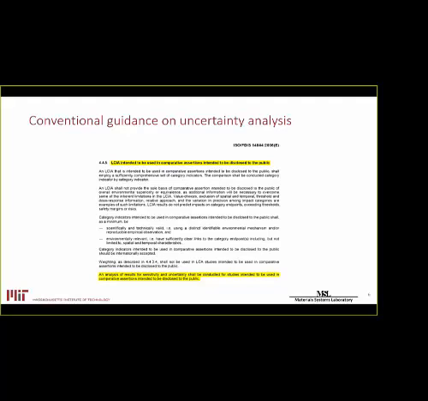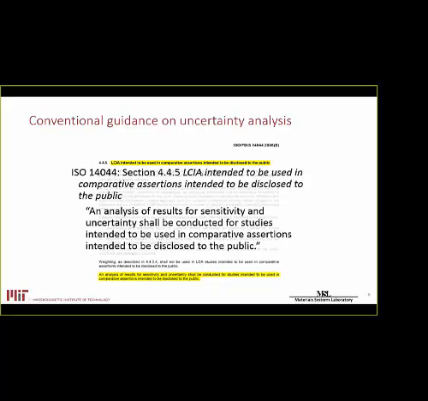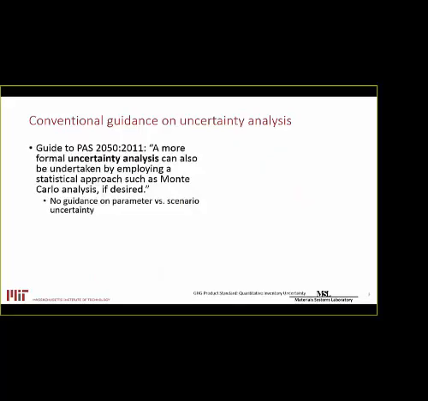So, but when it comes to conventional guidance on uncertainty analysis, this literally comes straight from the ISO 14044 standards. And basically, if we zoom in on this, what it says is, for any life cycle impact assessment that's intended to be used in comparative assertions, intended to be disclosed to the public, an analysis of results for sensitivity and uncertainty shall be conducted for these studies, basically. So on the one hand, I think that's good, but on the other hand, that's about all that it says. You should just do an uncertainty analysis. It doesn't really get into how you would do that. So that leaves a gap.